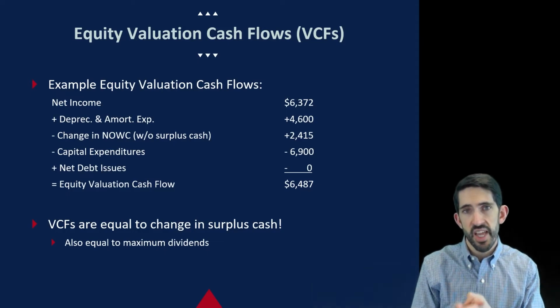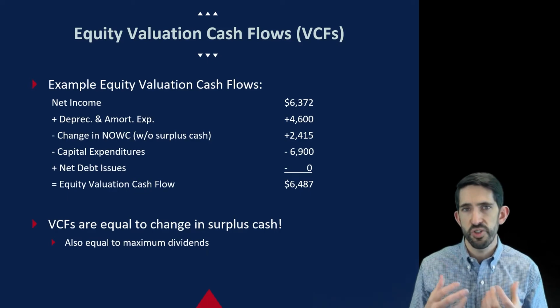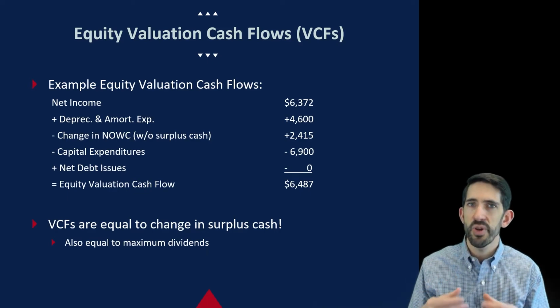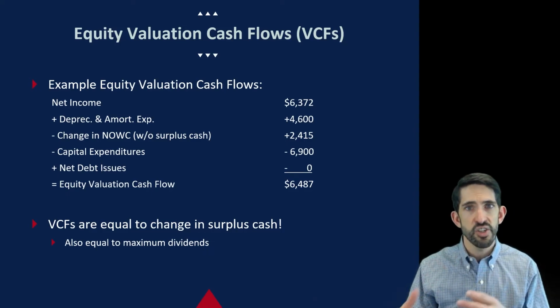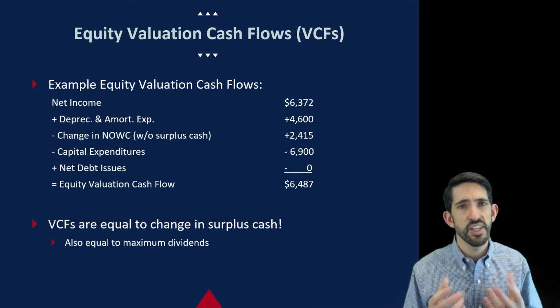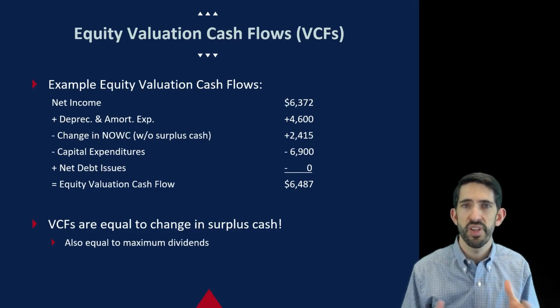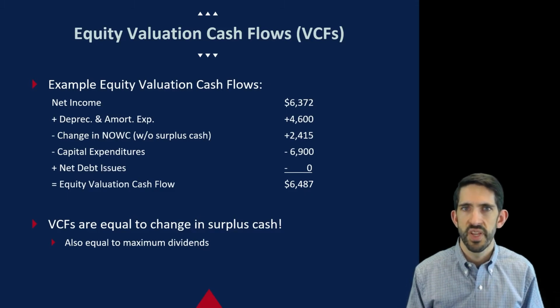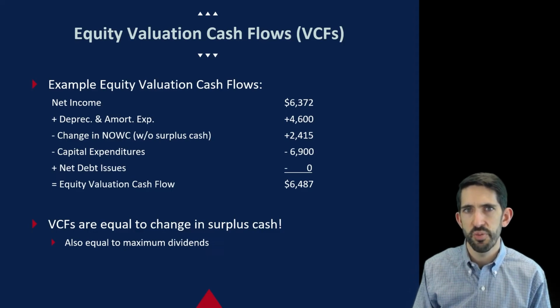And the statement of cash flows serves as a check to make sure the income statement and balance sheet are constructed properly. Now we're going to essentially add a fourth statement, these valuation cash flows I'm outlining on this slide, and then the change in surplus cash should always be equal to those valuation cash flows. So it's an additional check that we can build into our model to make sure the model is working properly and everything is lining up. So let's actually now flip over to an example so you guys can see this more in a spreadsheet.